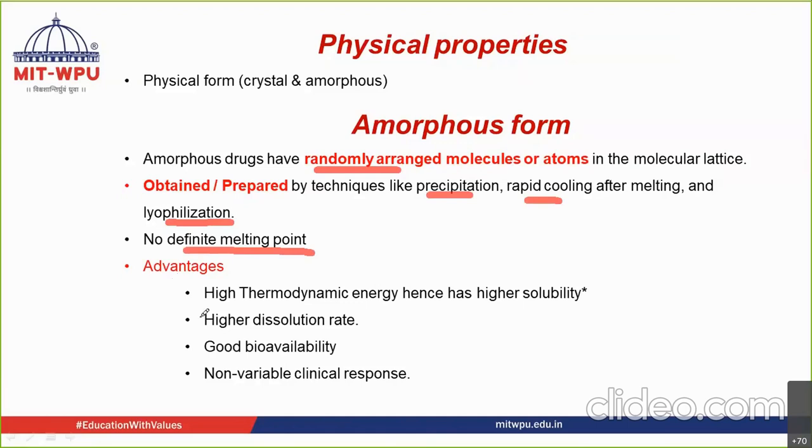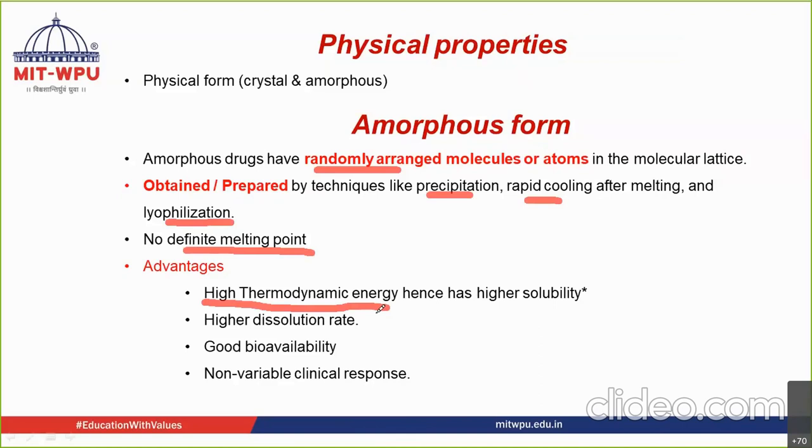The first advantage that the amorphous form has is a very high thermodynamic energy. It is having a very high thermodynamic energy because in amorphous forms the particle size is very small. As the particle size is very small, it has a very high surface area. As the particle size decreases, the surface area increases. You have studied this a lot in your last 2 years.